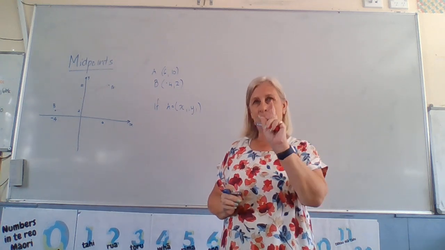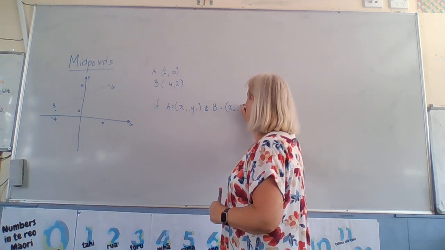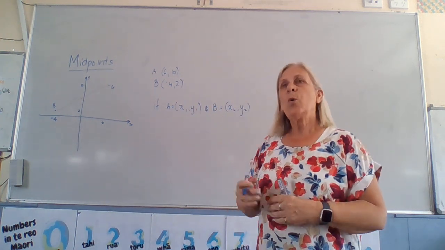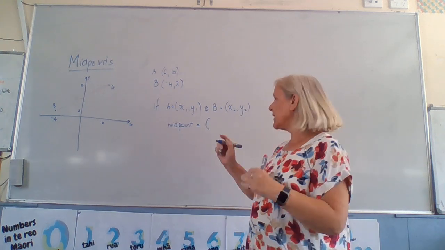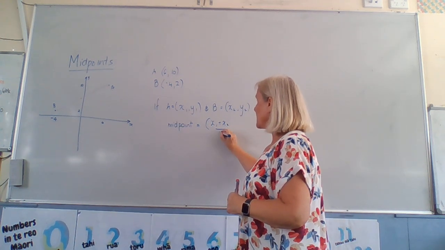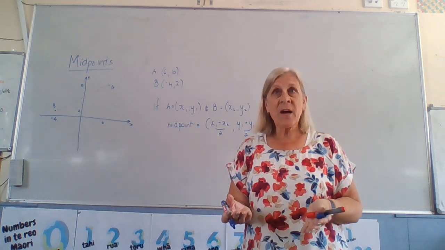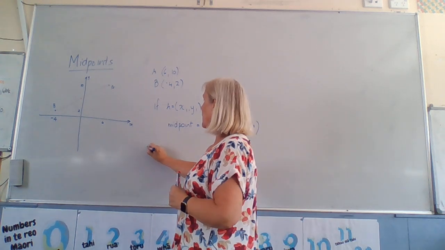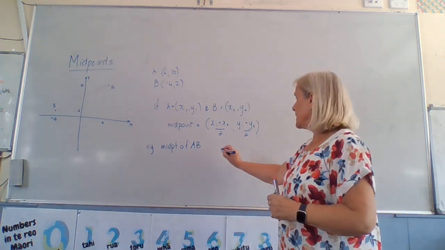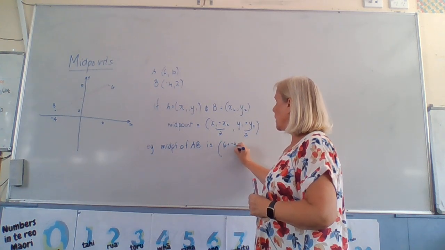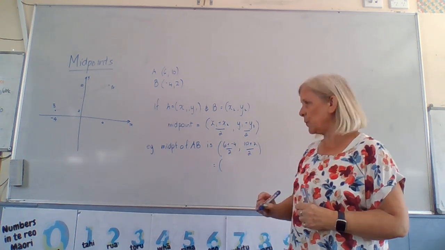if A equals X and Y, the first point, and B equals X and Y, the second point, those ones up there, we can find the midpoint by adding them together, the X's, and dividing by 2, and the Y's, and dividing by 2. So, to justify that we can find the midpoint of those 2 points, in our example, we would go the midpoint of AB, that's the line joining A and B, is 6 plus negative 4 divided by 2, and 10 plus 2 divided by 2 equals 6 plus negative 4 is 2, divided by 2 is 1.